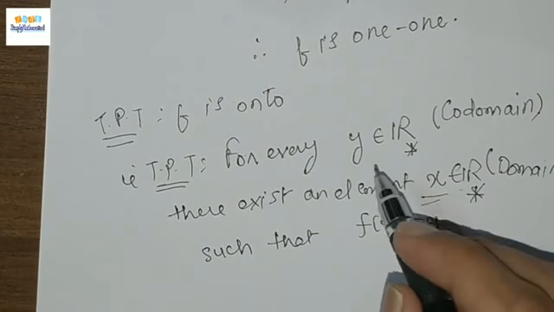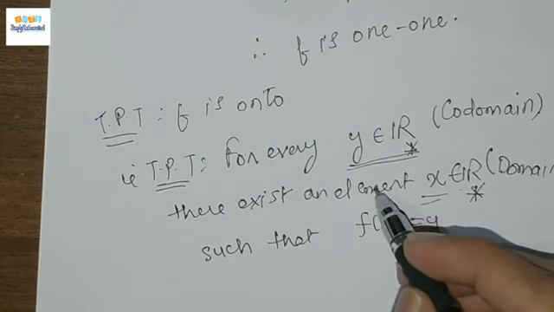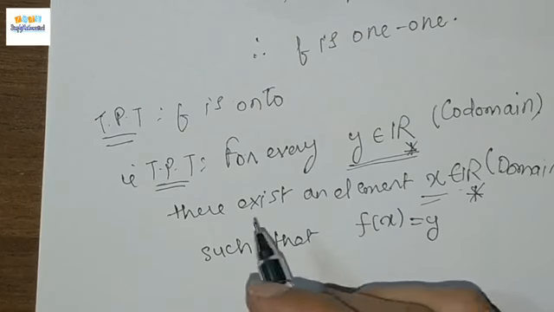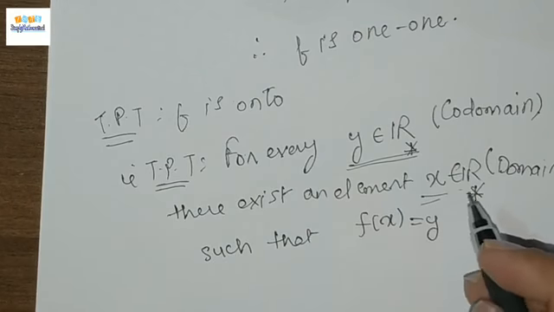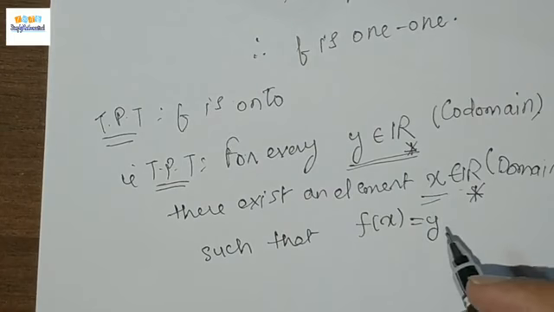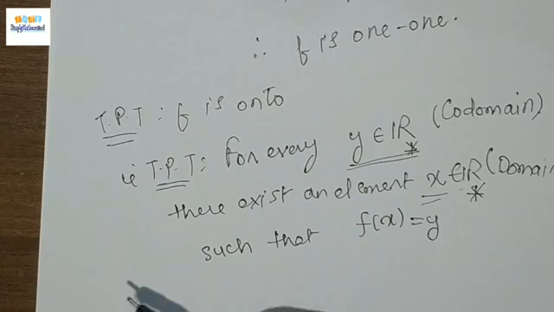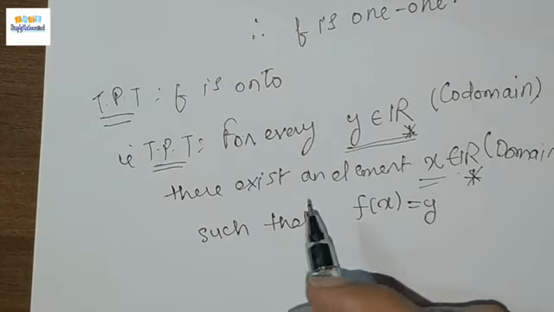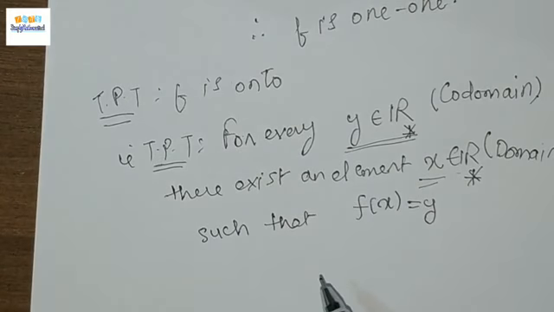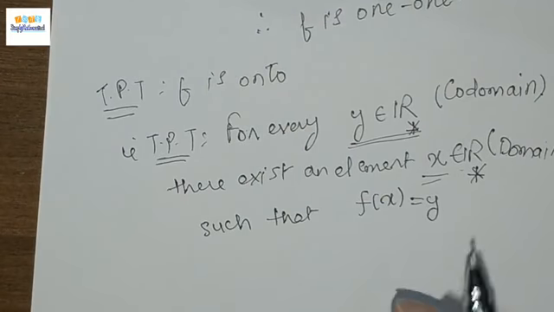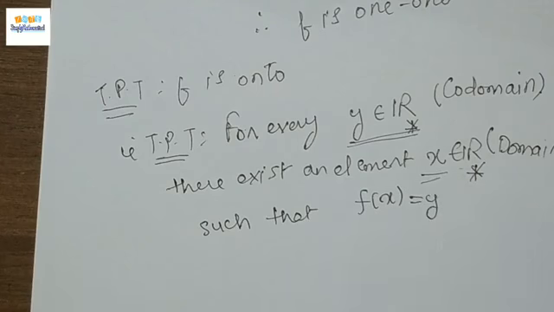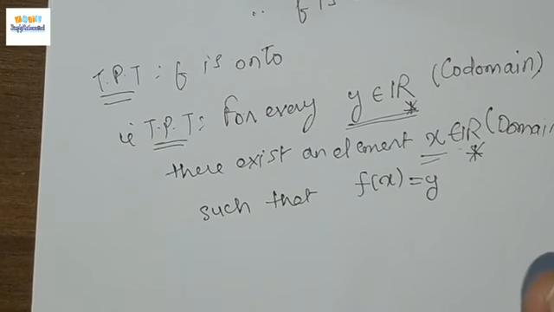Now what is the meaning of this? For every y in the codomain, you are finding an x in the domain such that f(x) is equal to y. That means every y in the codomain has one element in the domain which is mapped to it. So this is what you have to prove: there exists an element x such that f(x) is equal to y.